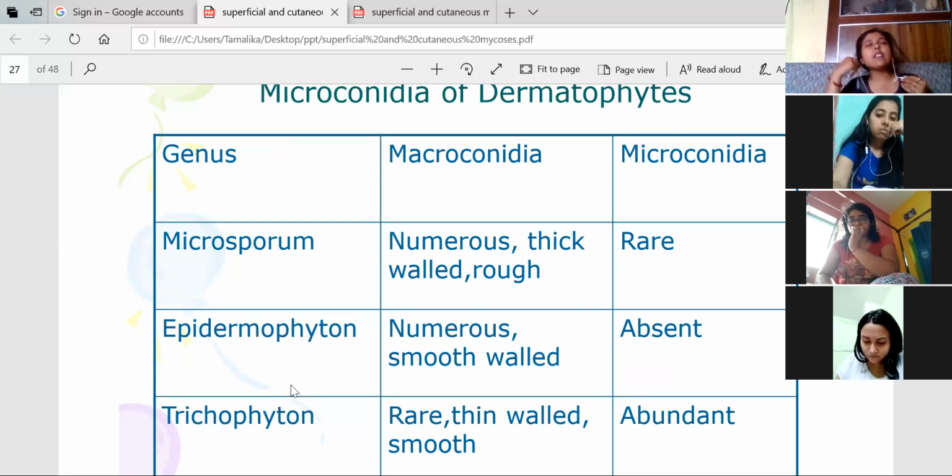Dermatophytes are those organisms which basically invade the dermis, the dermal layer of the skin.